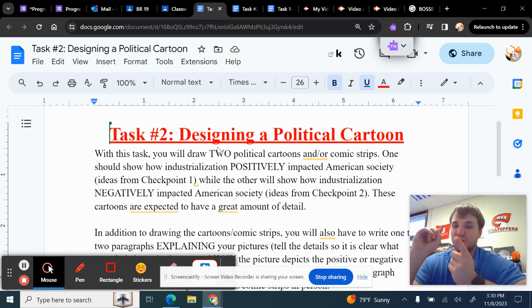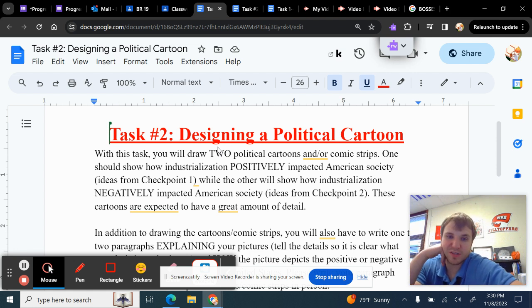So like job creation, price of goods going down, wealthy people donating their money, all that. You could show an example of that. While the other will show how industrialization negatively impacted American society. So the poor wages, the rats in the sausage, the unsafe factories, the corruption of the business and the government. I mean, the list goes on and on. But you must have a picture that shows the negative and the positive.